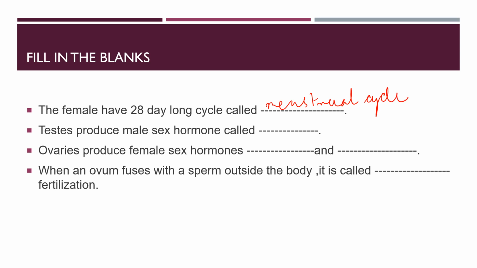Now testes produce male sex hormones, so these are very common. This one I discussed earlier also, that is testosterone. Now ovaries produce female sex hormones like estrogen and progesterone.